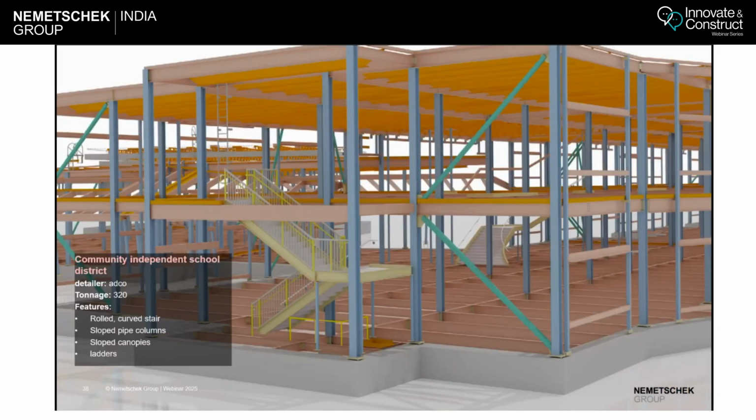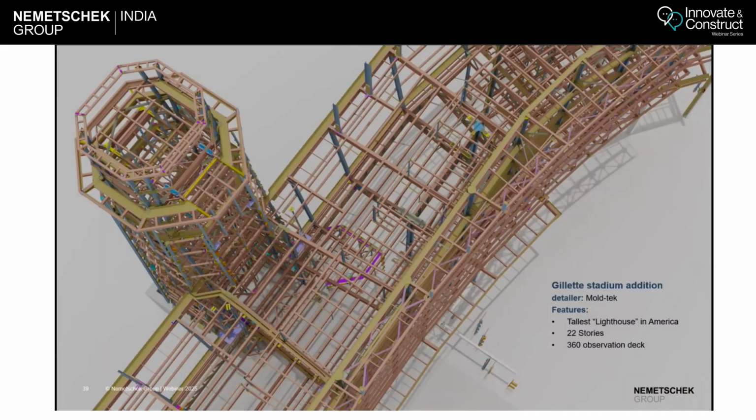This is a community independent school, and this is the 320-ton school building which was done in SDS. Then this is Gillette Stadium. This was the tallest lighthouse in America. This is a 22-story tower where we have a 360-degree observation deck.